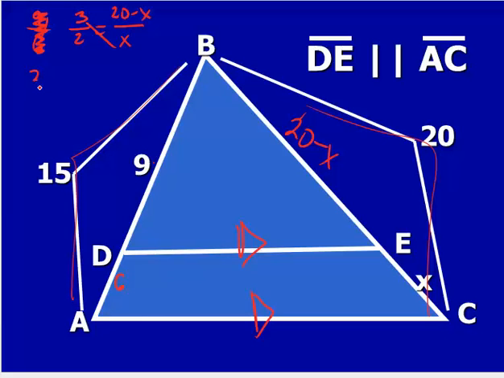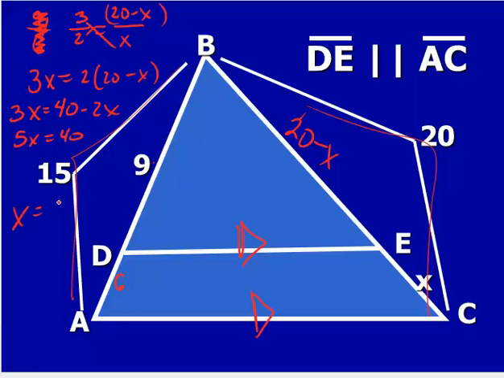Cross multiplying, we get that 3x equals, and we're going to need to distribute our 2 through our 20 minus x. So we have 3x equals 40 minus 2x. Adding the 2x, we get 5x equals 40. And when we divide, we find that x is 8.